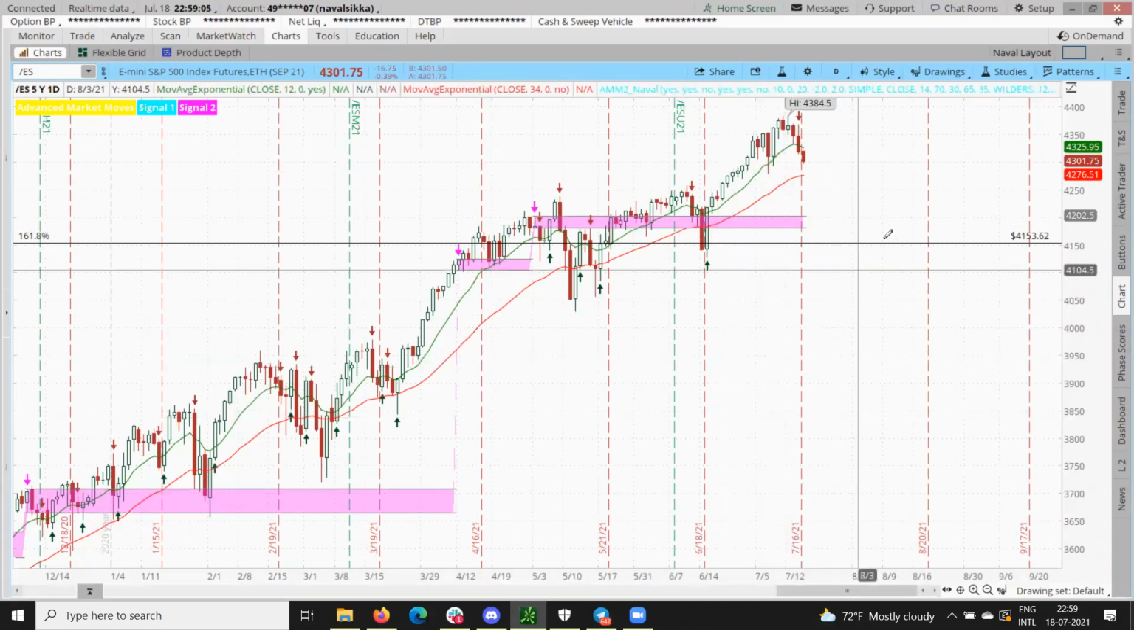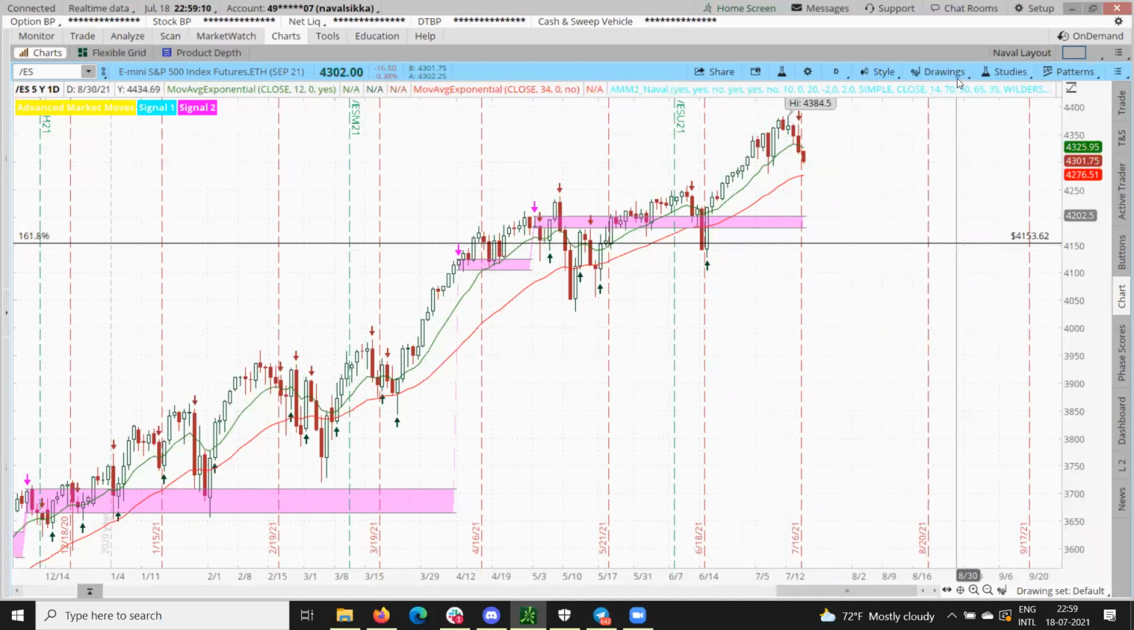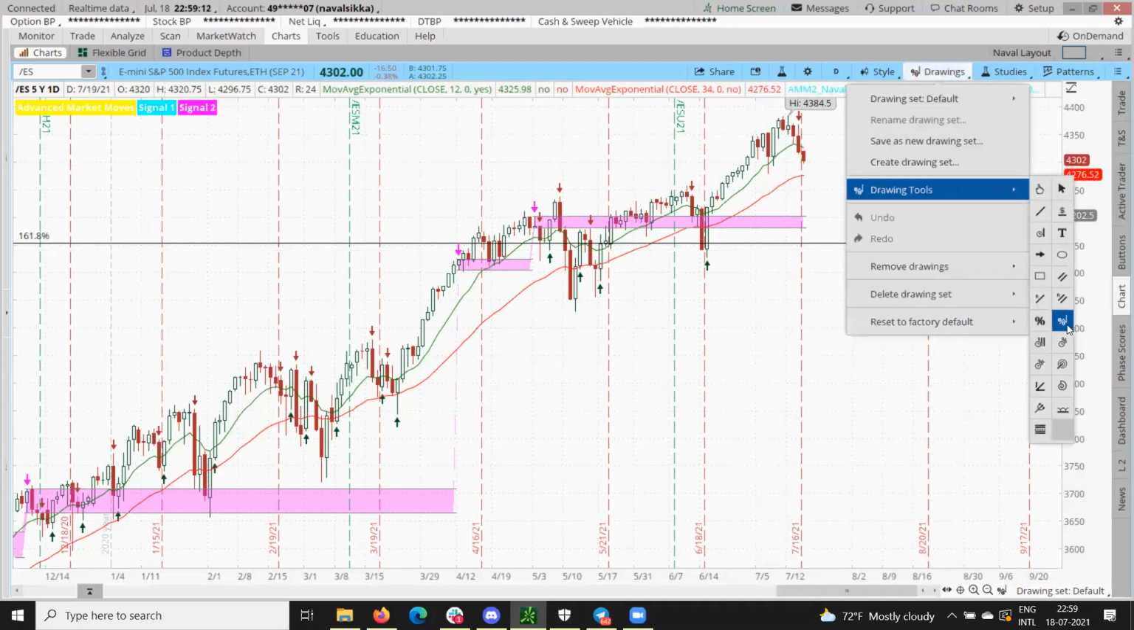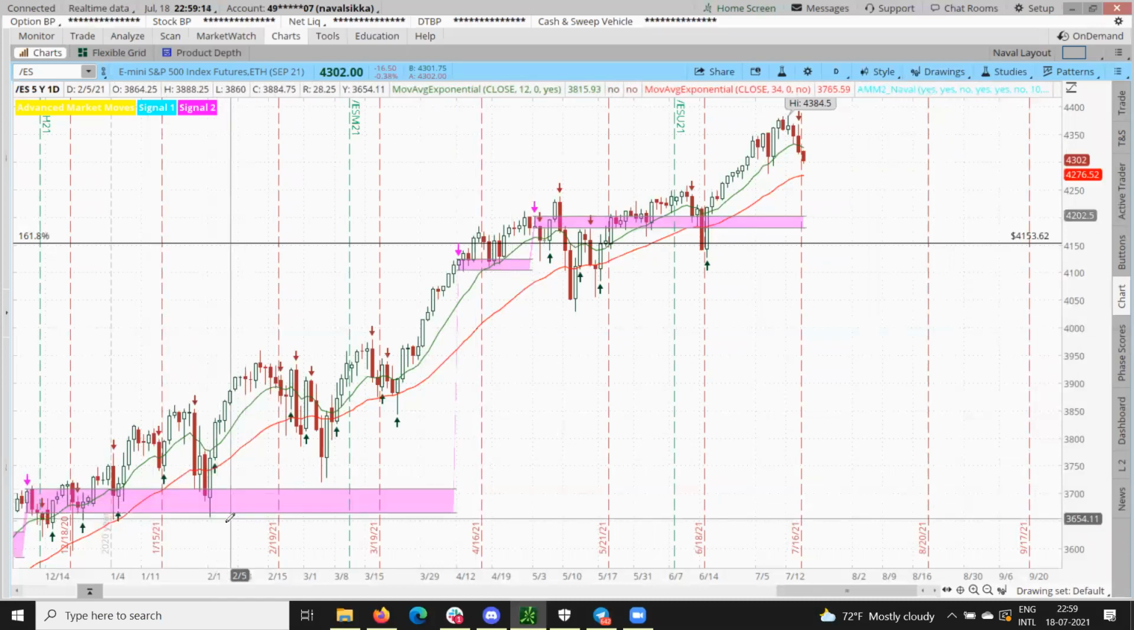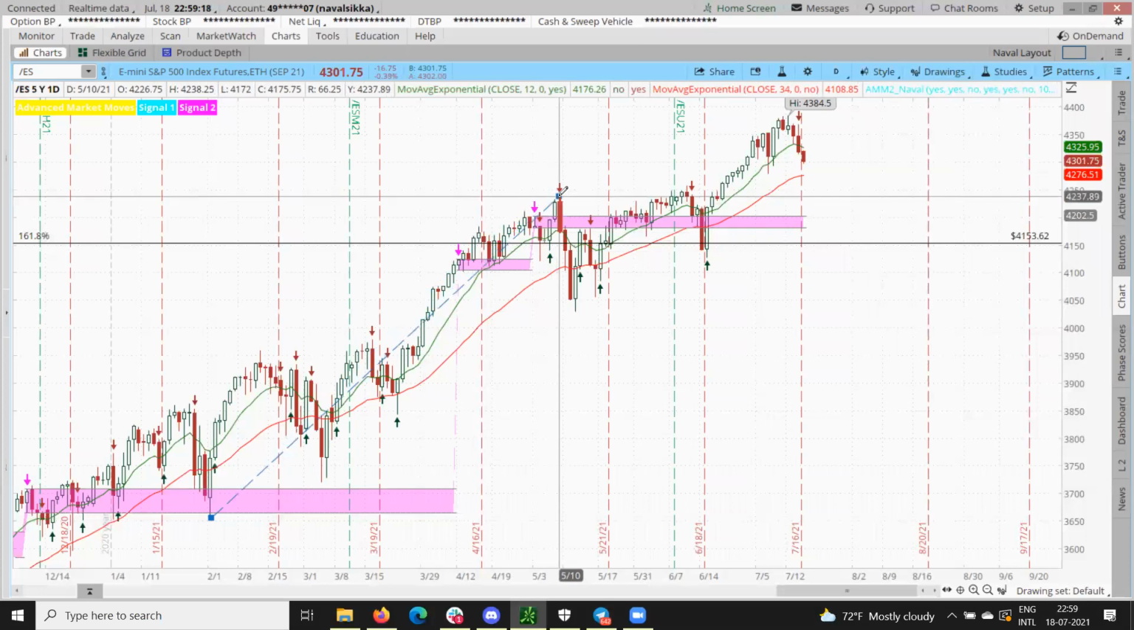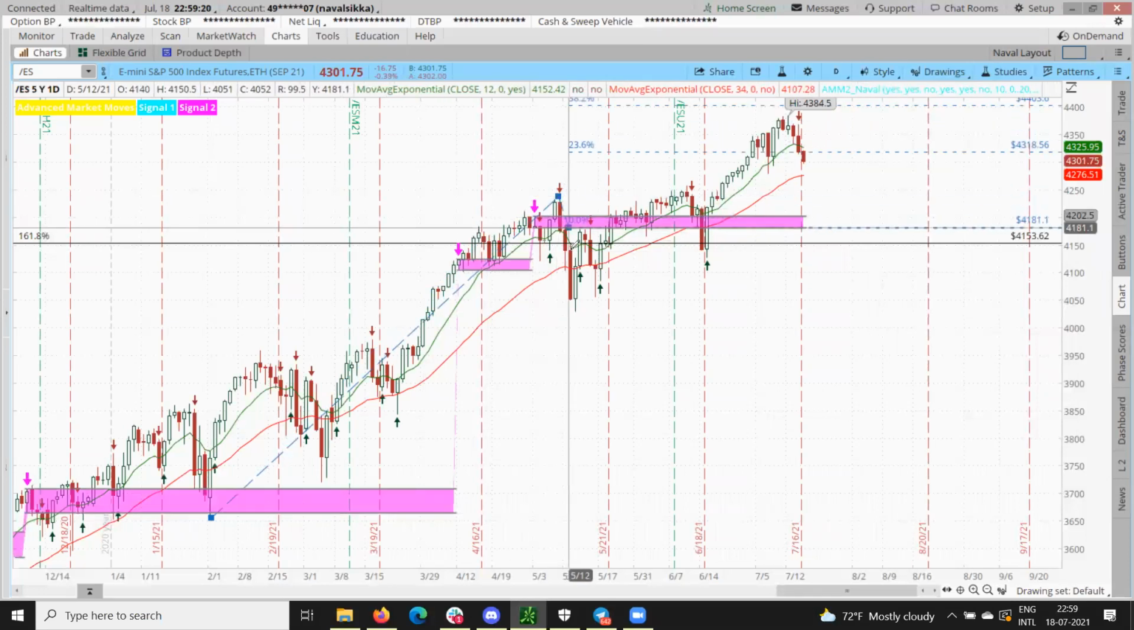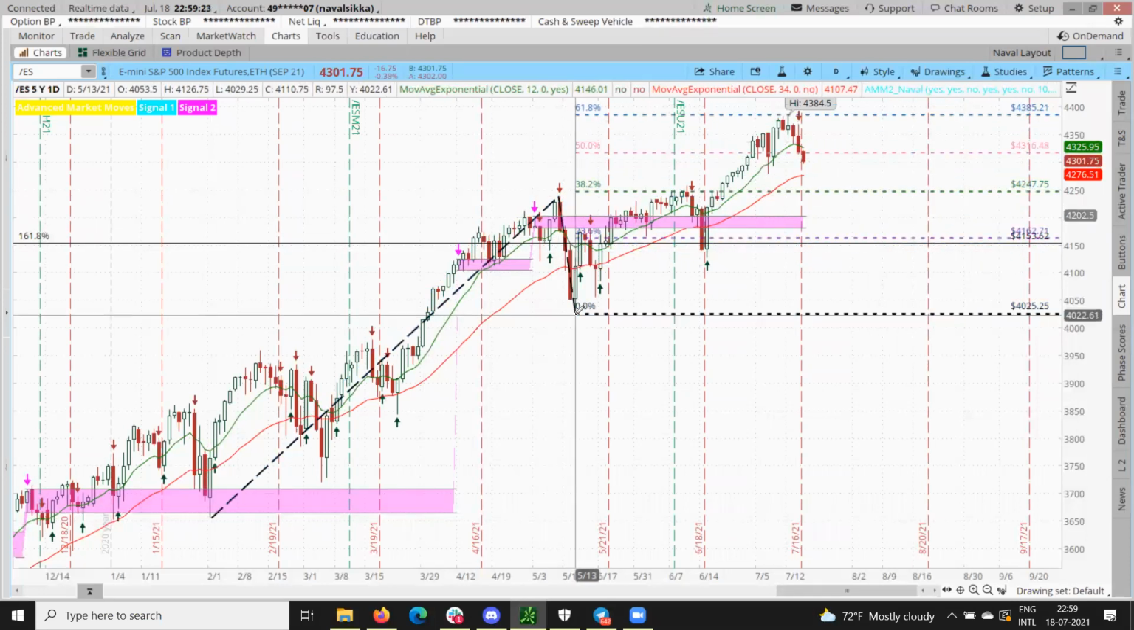No. So in extensions, let me just see. This is extension. Okay. So in extension, what I do is I start from the low, went to a high, and then came back to low. Right.